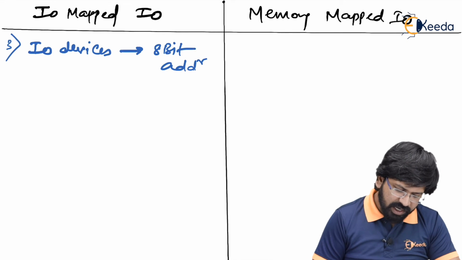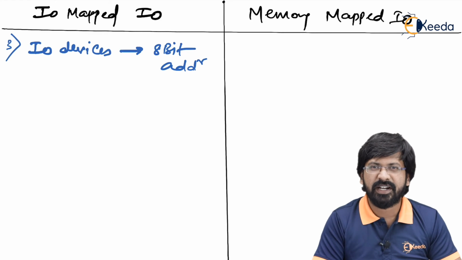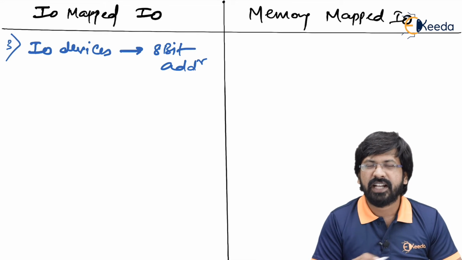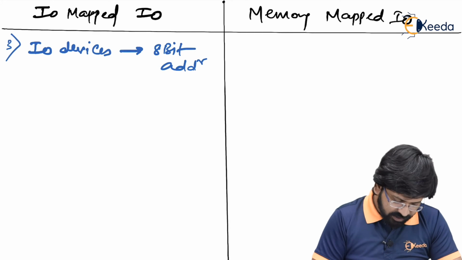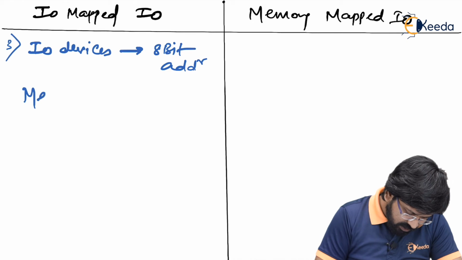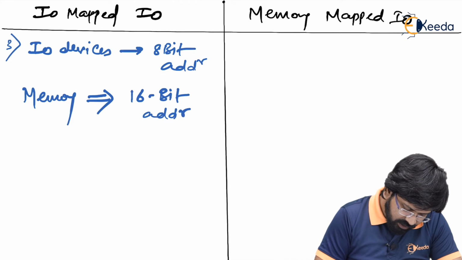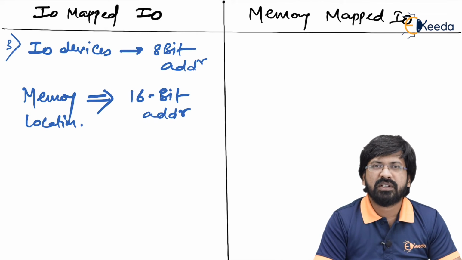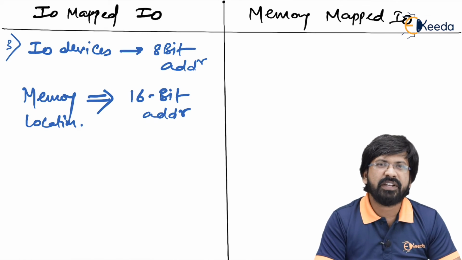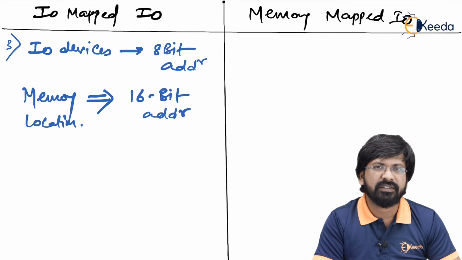So IO devices are allotted with 8-bit address. Remember, 8-bit address means hexadecimal 2 digits, right? So addresses will look like this: 90 hex, 94 hex, A2 hex, AF hex, like that. Whereas memory is always allotted with 16-bit address. Here memory means every memory location I'm pointing to. So every memory location is pointed with 16-bit address and every IO device is selected with the help of 8-bit address.